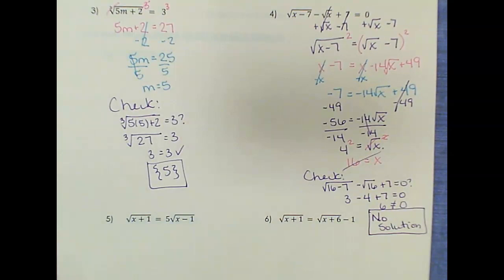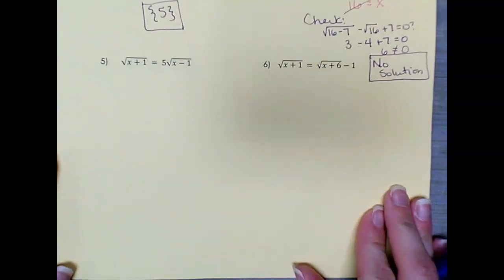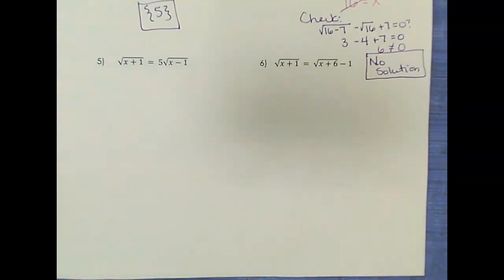All right. So let's try out number 5. I'm going to move this up a little bit so we've got some space to work. There are 2 radicals, so I can't really isolate the radical. I need to make sure that there's one on each side, and there is, so this is looking good. Next step is to square, so I'm going to square both sides.